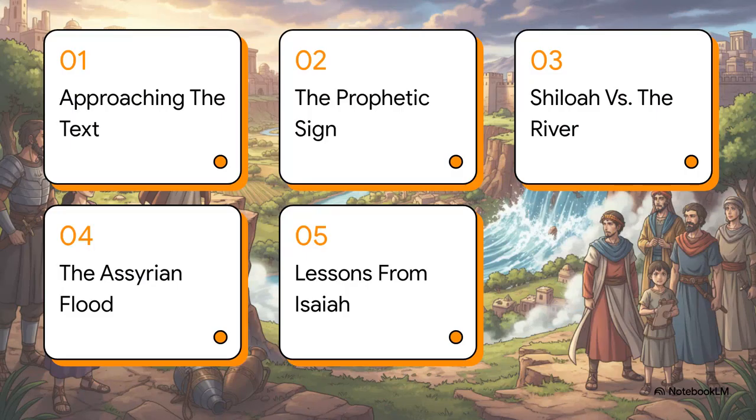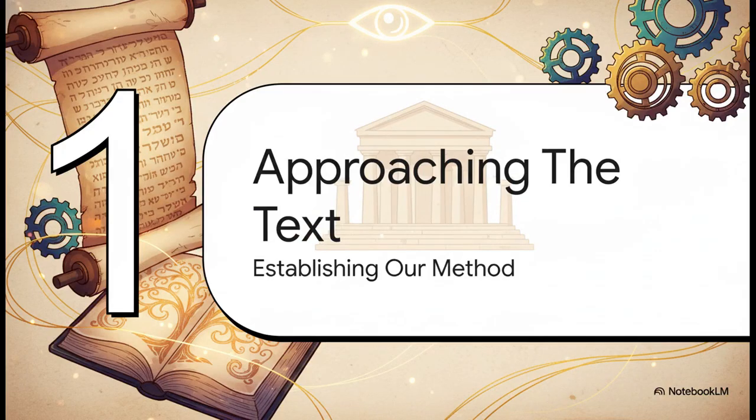To make sure we cover everything clearly, here's our roadmap for today. First, approaching the text. Second, the prophetic sign. Third, Shiloah versus the river. Fourth, the Assyrian flood. And finally, lessons from Isaiah. All right, let's kick things off with section 1, approaching the text.